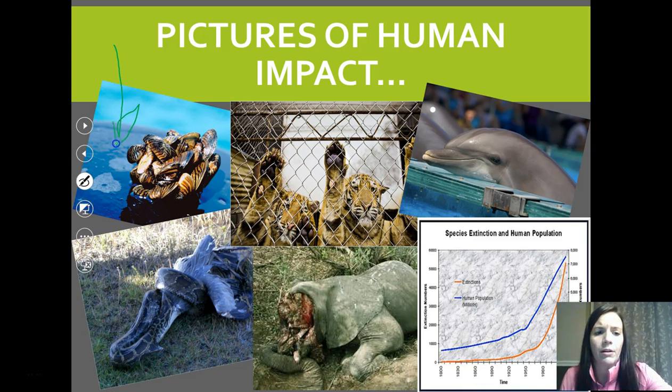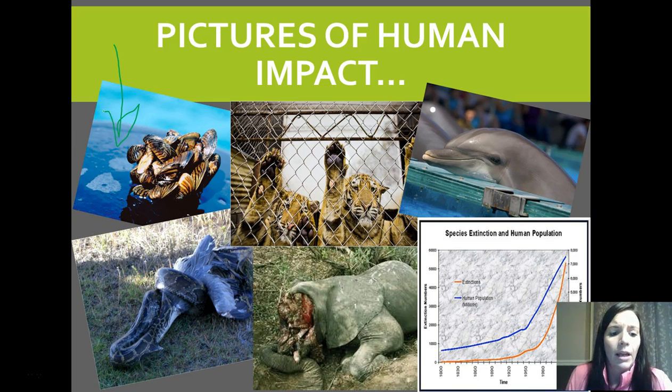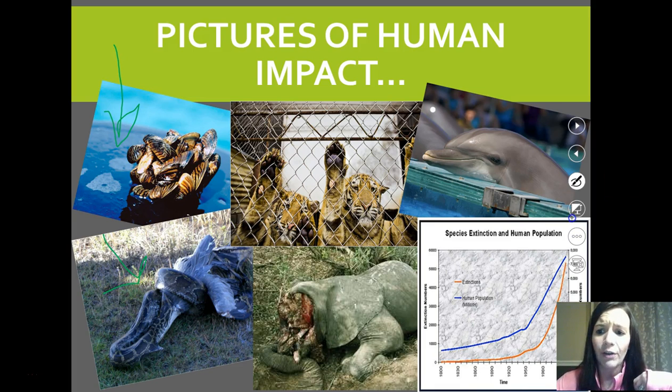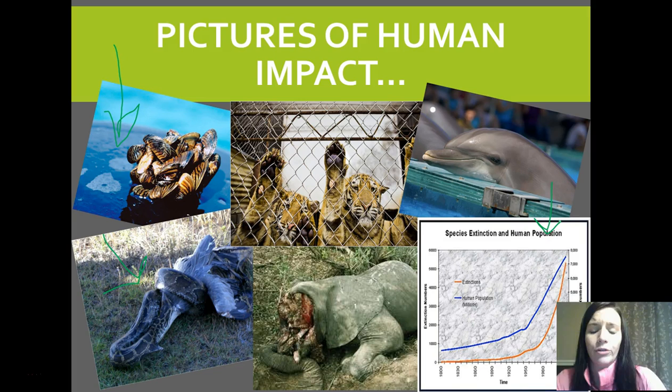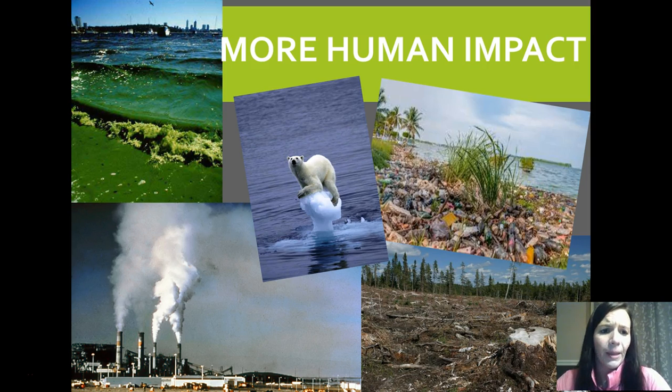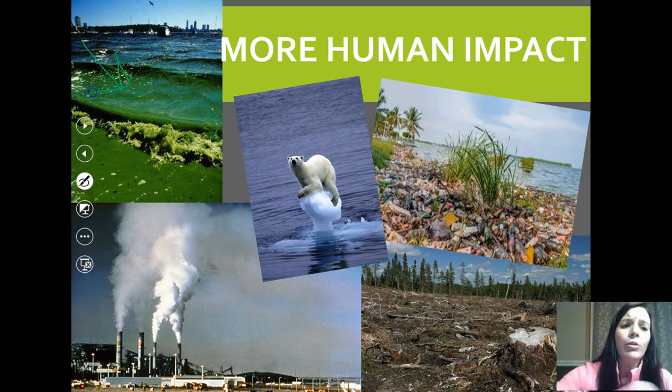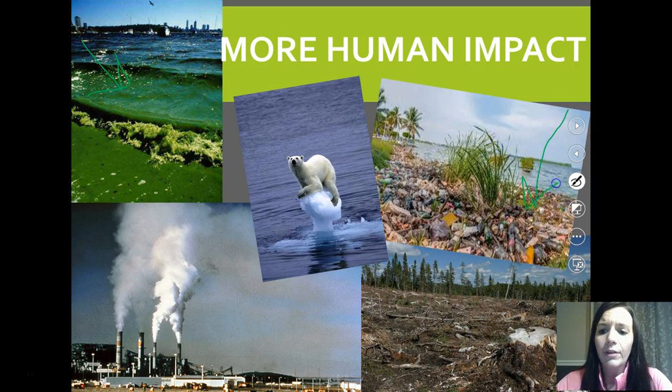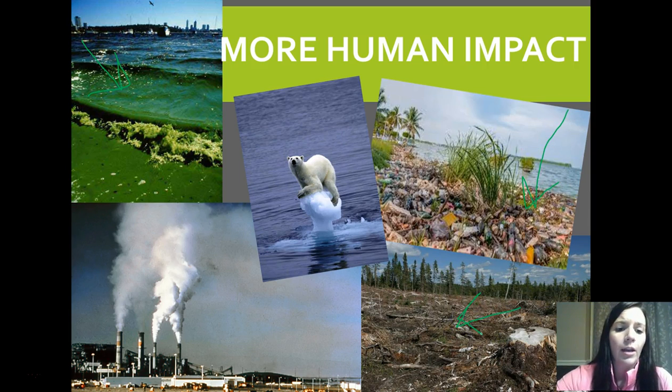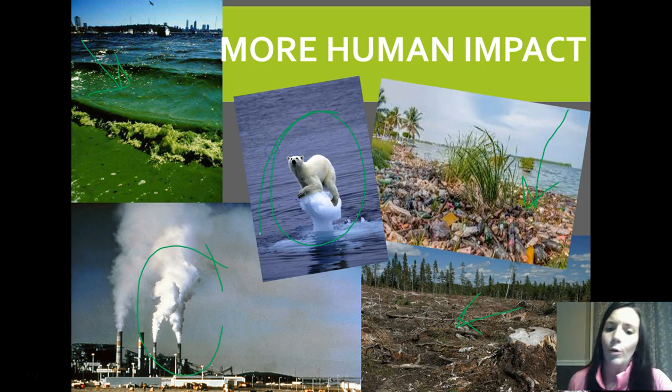These are zebra mussels, which are invasive species. It also shows the Burmese pythons, which are also invasive. They've been pets and they've been released into the wild, and now they're killing native wildlife. If you look at this graph here, it shows species extinction versus human population. As our human population has grown, so has the number of species extinctions. Some other things here: this is an algae bloom in a lake. We have lots of litter, deforestation, and pollution, and then of course the picture of the polar bear on the melting ice cap to represent global warming.